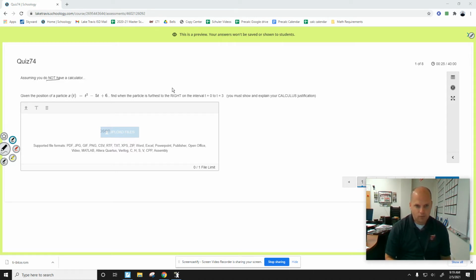Furthest right means we are talking about a max of position. To find a max of something, you should take the derivative of that thing and set it equal to 0. So I want to look at x prime, and that's 2t minus 5. I set that equal to 0 and easily get t equals 5/2.